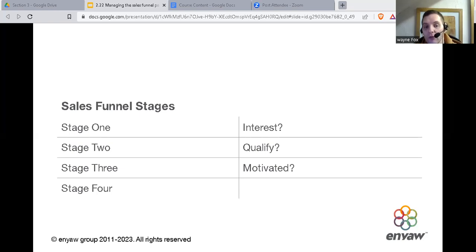Now, after you've qualified them, the next stage in the process is to find out if they're motivated to buy your product. You identified they were interested in the product, but that doesn't mean that they're motivated to buy right now.